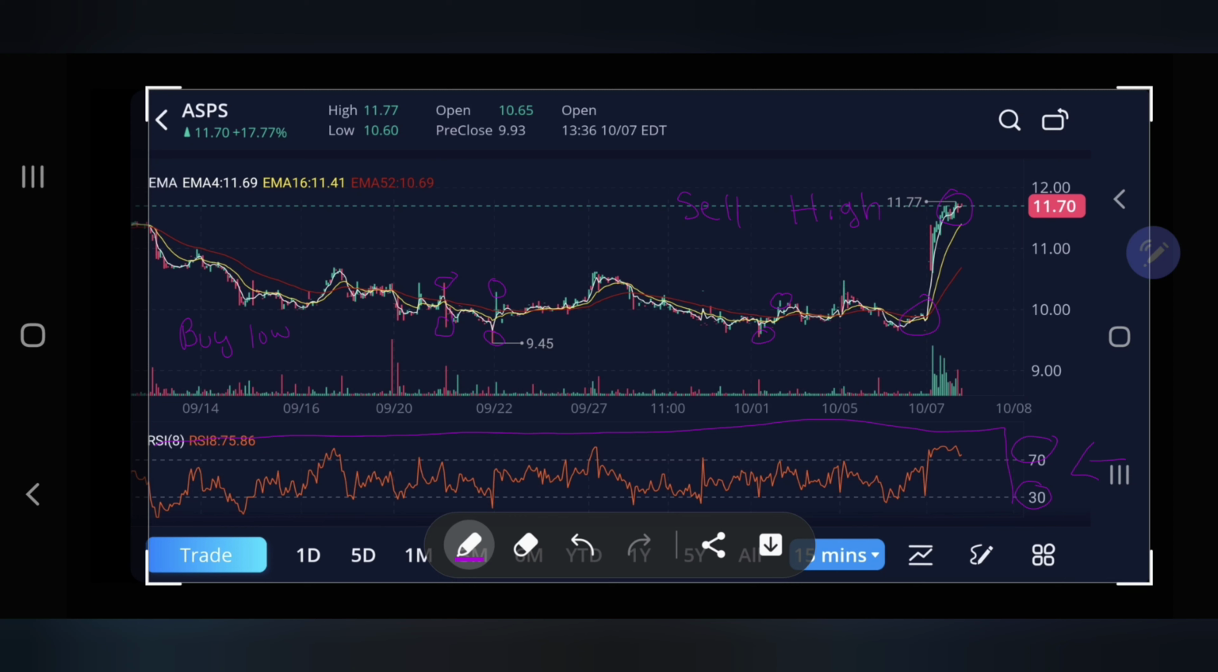Awesome. And then the very last circle that I drew on the furthest right hand side, let me know what you think. Is that a time to buy or is that a time to sell that stock?